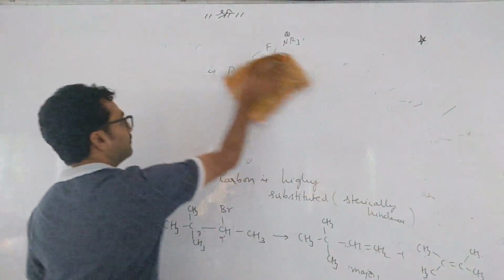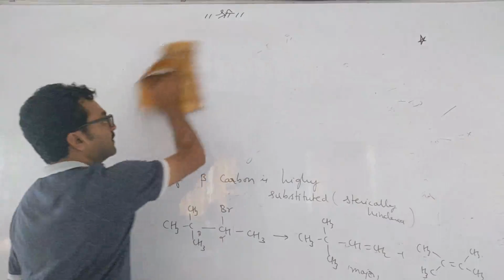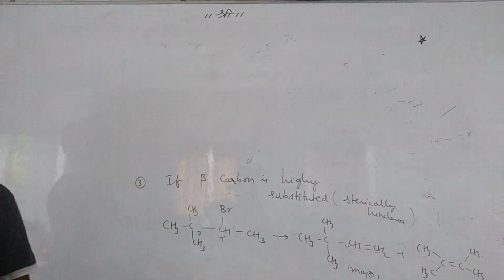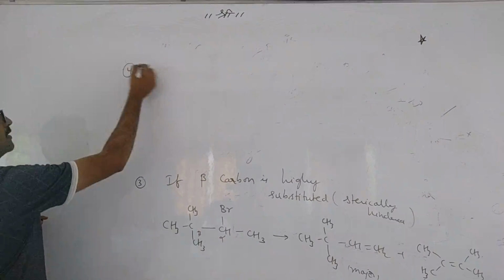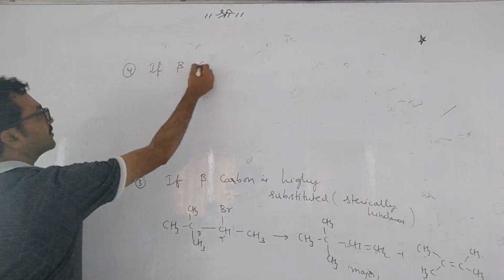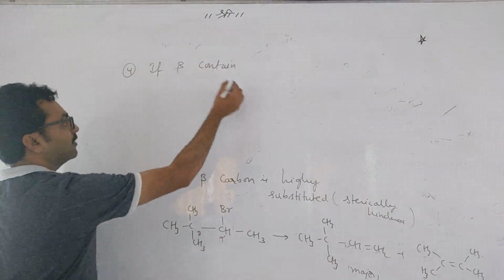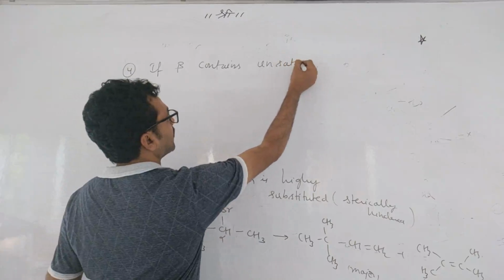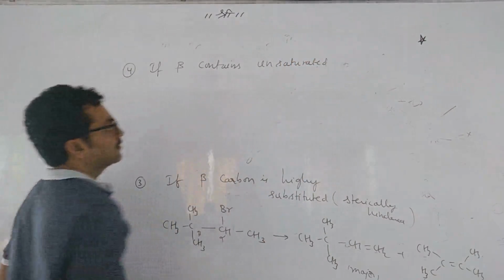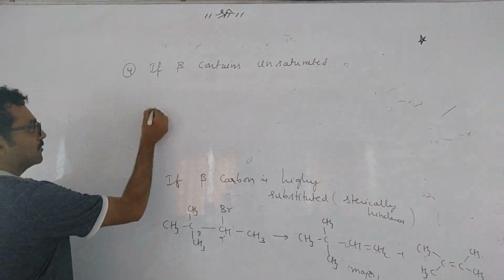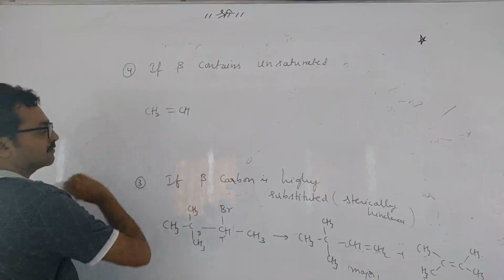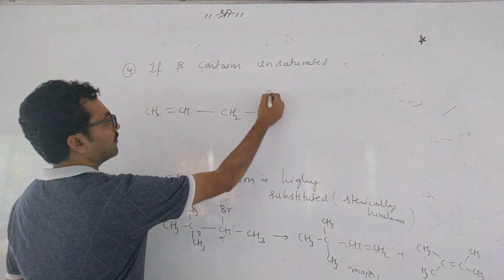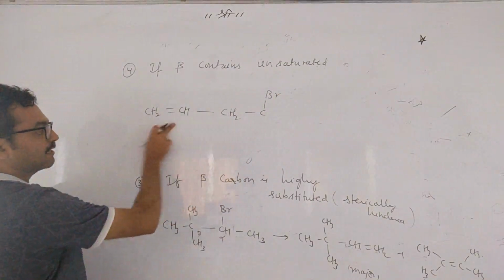First case, bulky base. Second case, poor leaving group. Third case, beta carbon is highly substituted. And fourth case, if beta carbon contains double bond or triple bond. If beta carbon contains unsaturation, means either double bond or triple bond. Means like what? CH2 double bond CH, just I am writing. And this is only my beta carbon. Now alpha carbon is this. This is beta carbon.